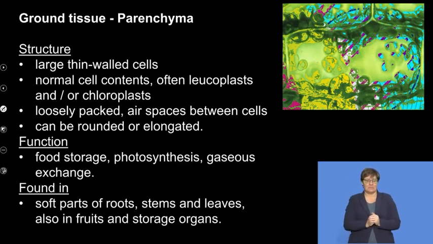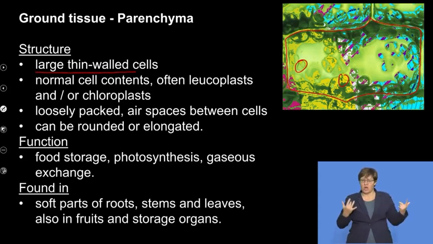So, what are these parenchyma cells like? They're large and they have thin walls. Okay, as you can see there, there's the cell, there's its wall. And wow, look, it's got lots of green things in it. Those green things would be chloroplasts. Then they are generally loosely packed because there is usually some space between them.